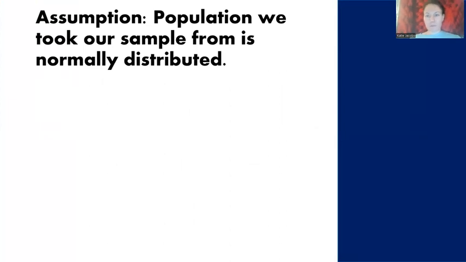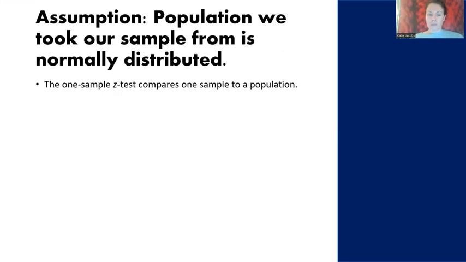Okay, so this next assumption is a little tricky. And with this third assumption, we're testing for one sample z-test, that the population we took our sample from is normally distributed. So here it's really tricky with the one sample z-test because with the one sample z-test, we're comparing one sample to the overall population. Almost never do we have an entire population with the data.